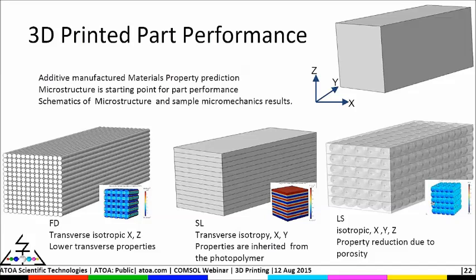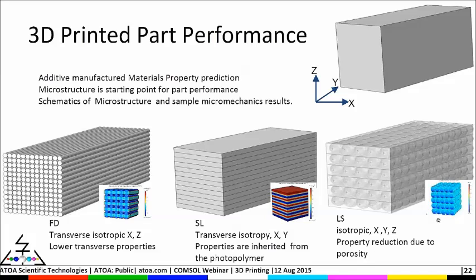So here, since we fuse the granules, you will expect to get equivalent isotropic properties in all the three directions. But the properties, compared to the solid material, will be lower due to porosity. So the whole modeling is to minimize this porosity.